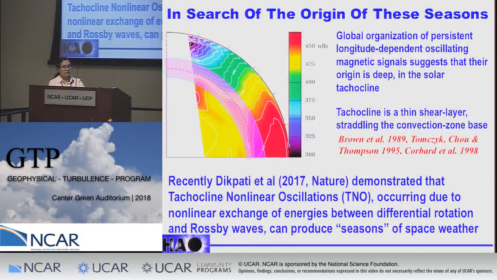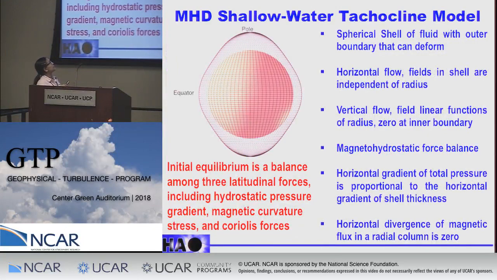So, in order to explain the theoretical origin of these seasons, I will model the tachocline in the MHD shallow water approximation. That approximation works well for the tachocline because it's a thin layer, and in the shallow water approximation, a fluid layer has more horizontal motions than vertical motions. Since the tachocline is very thin, the motions are primarily horizontal rather than radial. In this model, the bottom of the tachocline is a rigid surface, and the top is a deformable surface.